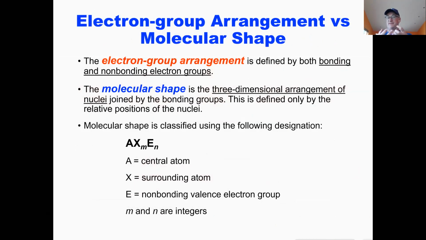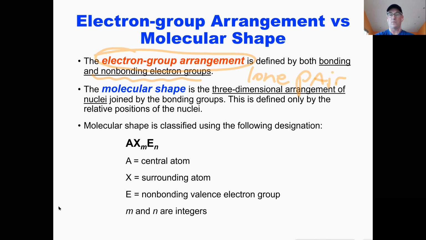So this is how we use basic rules to figure out which group we're going to be in. So as I mentioned before, the group arrangement is defined by both bonding electrons, single, double, triple, and non-bonding electron groups, or lone pairs. We count both. So then the shape of the molecule is just the three-dimensional arrangement of those nuclei of the atoms joined by these groups. And the shape is classified using this formula.